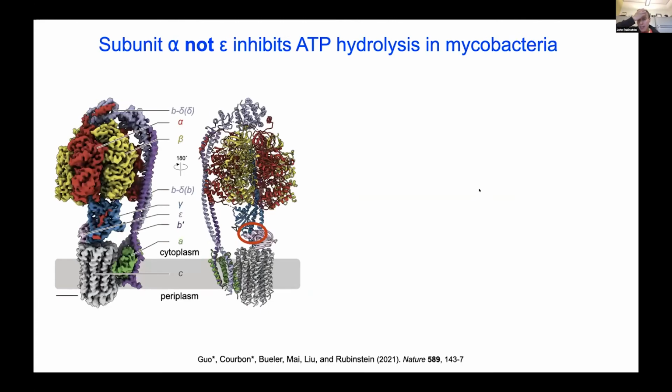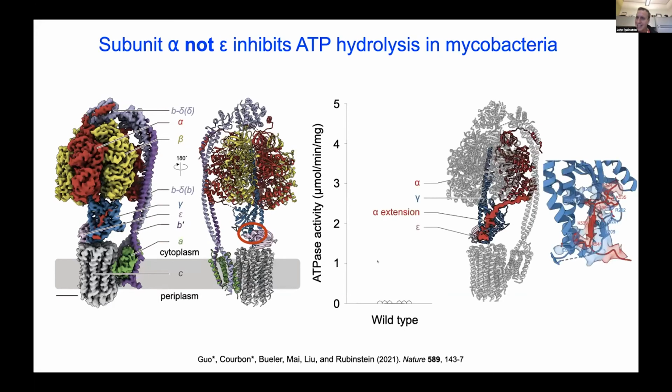The mycobacterial ATP synthase doesn't have that mauve subunit sticking up into the catalytic region. It's down here in this down-facing conformation. However, when we purify the mycobacterial ATP synthase, it doesn't have ATP hydrolysis activity. Instead, what we noticed was a really peculiar extension from these red subunits in the catalytic region that actually links the catalytic region to the central rotor and forms this sort of hook-like latch that we think prevents the rotor from turning in the hydrolysis direction.